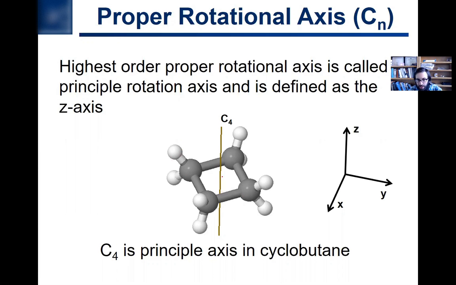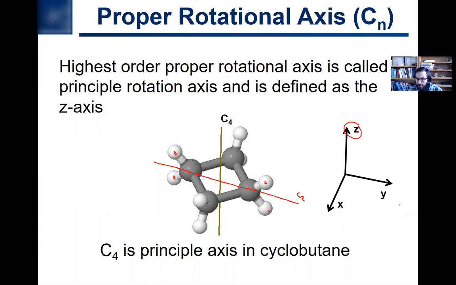And so we're going to define our z-axis to be in that direction. You can see there's also some C2s going this way, right? There's a C2 here, but that wouldn't be our principal axis because it's only C2. That would take this hydrogen and put it into here, this hydrogen to here, and it would flip this one over here, etc.